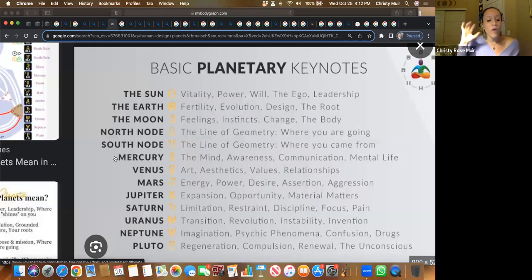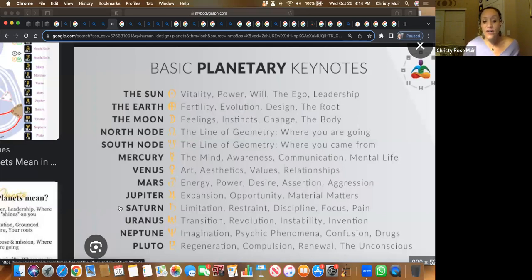Mercury will tell you about your mind and how your mind will tend to work, and also communication. Venus is art, aesthetics, values, and relationships. So wherever you have Venus activated in your body graph, it will tell you the themes of how you will experience that energy. Mars is about energy, power, desire, assertion, and aggression. This is your active energy. Jupiter is where you're going to experience expansion, opportunity, and things that pertain to material matters of your life, abundance, for example.